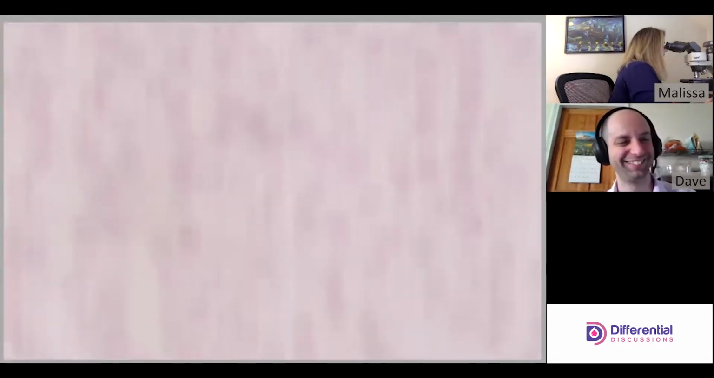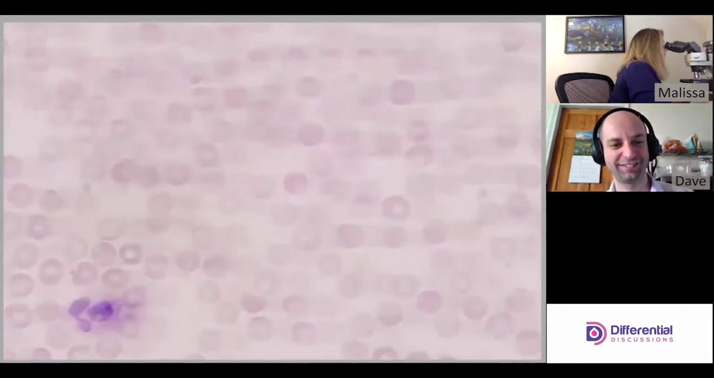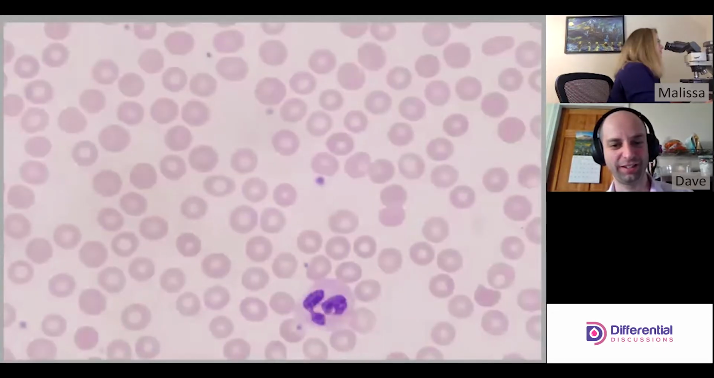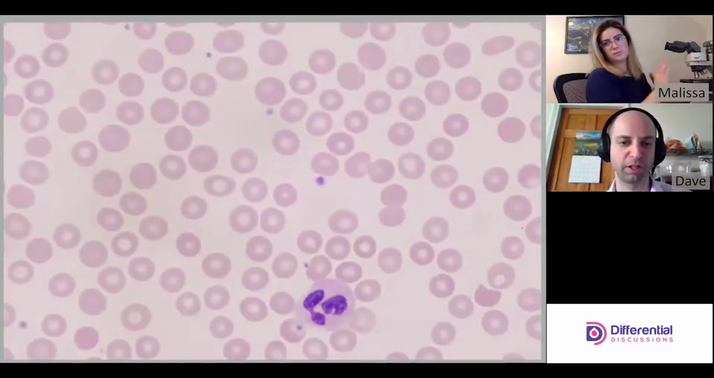Keep going. There's another cell over here. Yay! Another neutrophil, characteristic lobes. Got that pink cytoplasm, purple granules.